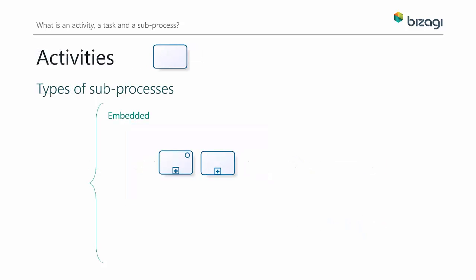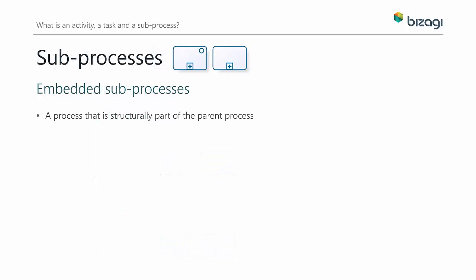One classification of the sub-process is embedded, which signifies the sub-process depends completely on the parent process. Reusable is a defined process like another business process diagram that does not depend on the parent process. An embedded sub-process is a process that is actually part of the parent process. An embedded sub-process is not reusable by other processes.